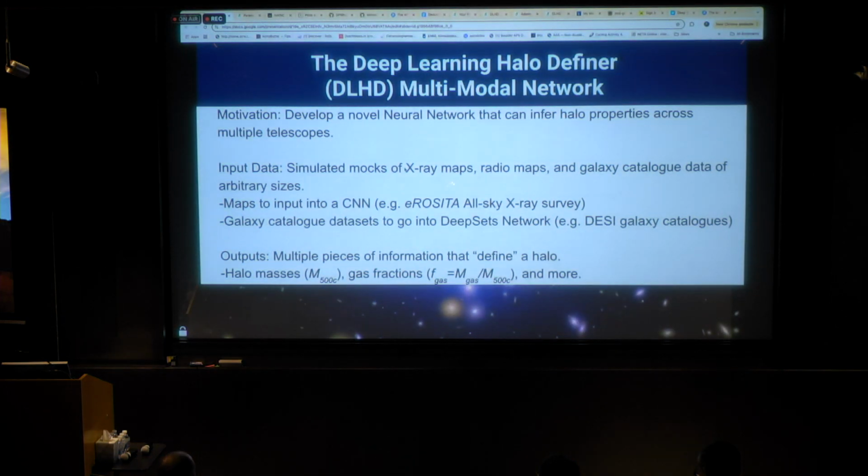So what is our motivation? It is to develop a new type of neural network that can infer halo properties across multiple telescopes with heterogeneous data types. For example, some data is in an image format, such as X-ray images, radio mapping of neutral hydrogen, etc. Other data sets are not structured as an ordered image, where the order of pixels matters, and the data can be contained in a list, such as a galaxy catalog containing galaxy masses, star formation rates, magnitudes, redshifts, etc.